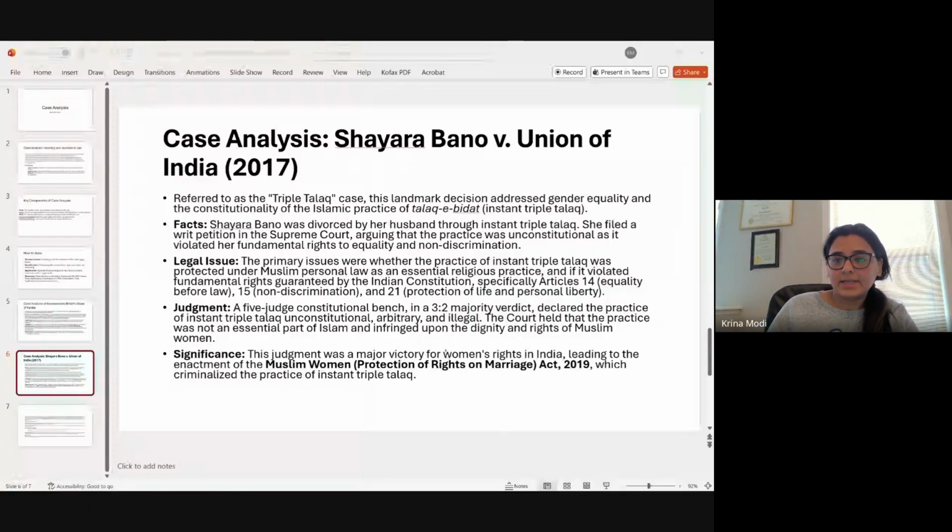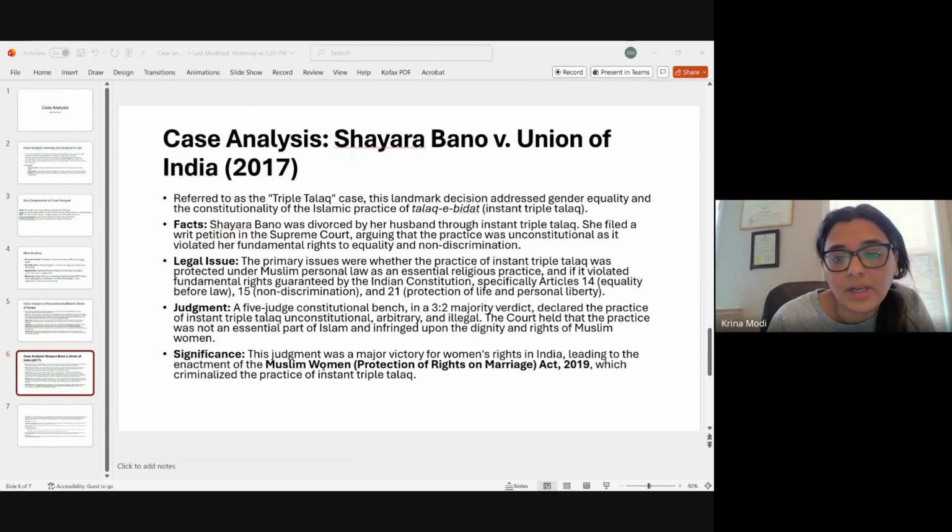The next case that I read was Shayara Bano versus Union of India. Let's go through this slide and see what this case is about. It is referred to as the triple talaq case, a landmark decision addressing gender equality and the constitutionality of the Islamic practice of talaq-e-biddat, instant triple talaq.